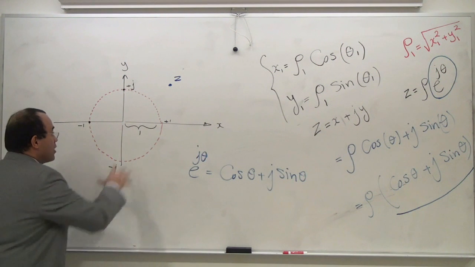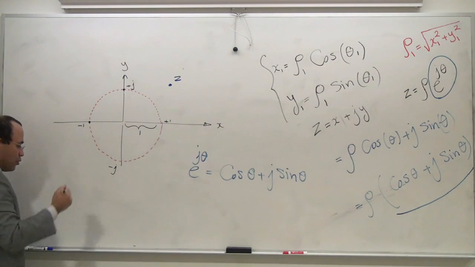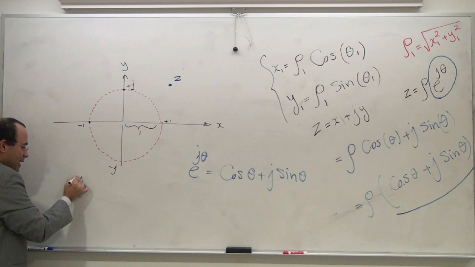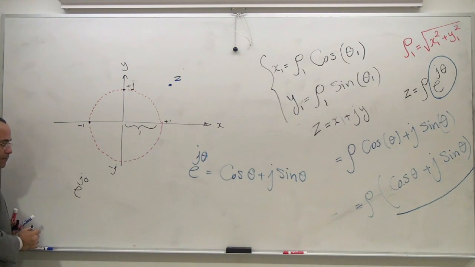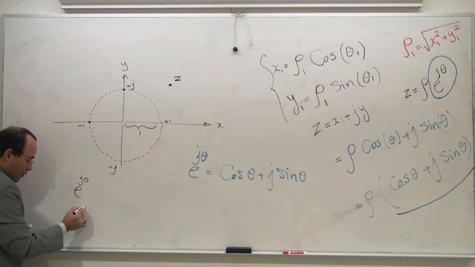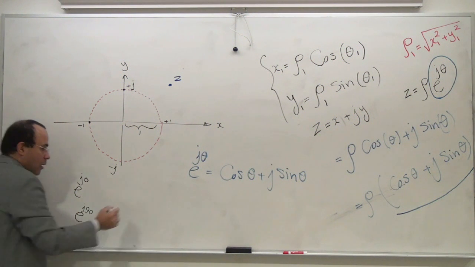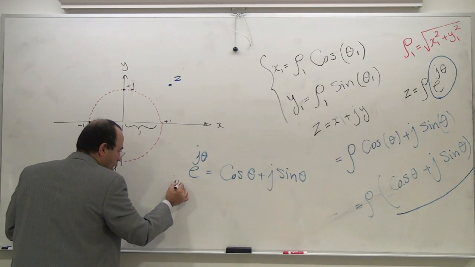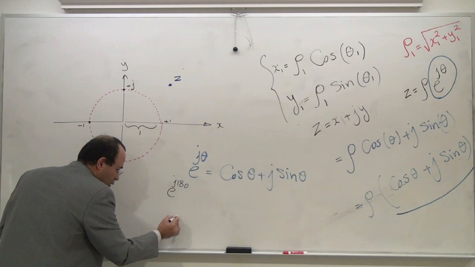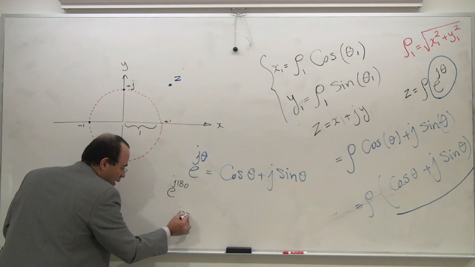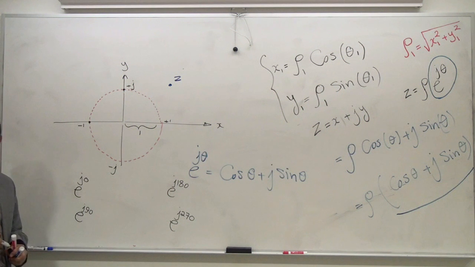Now, the question, the reason I brought this circle to you is this. What is e to the power of j0? What is e to the power of j90? What is e to the power of j180? And what is e to the power of j270? That's what I'm trying to achieve.